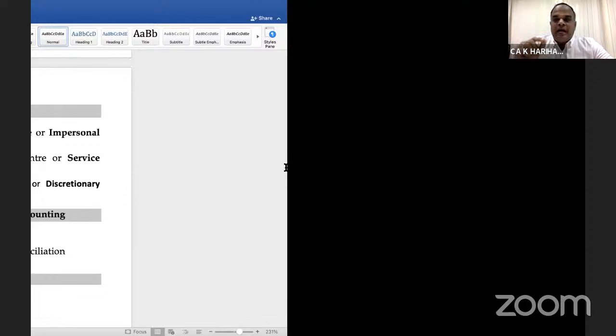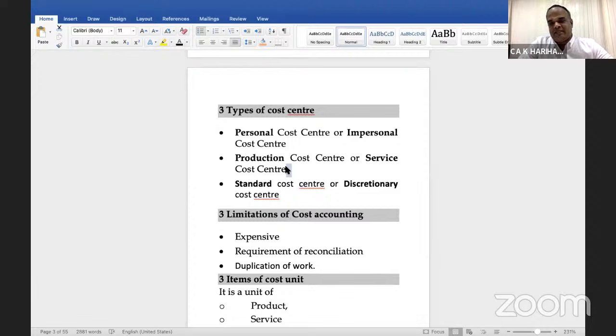Advertisement department: if I'm going to do the advertisement, is it possible for us to say how much I spend on advertisement and how much we are getting in sales, or what improvement? Is it possible? Not possible. Yes, it's not possible. Why? Because it's discretionary in nature. If you want, you can do the advertisement. Otherwise, you know, a one-to-one relationship may not be possible in case of a discretionary cost center. Standard cost center means it is possible.